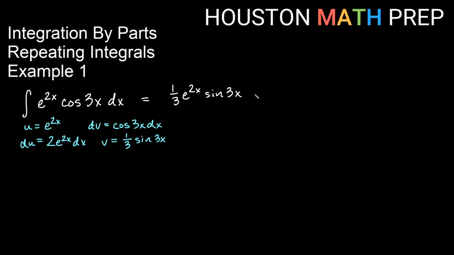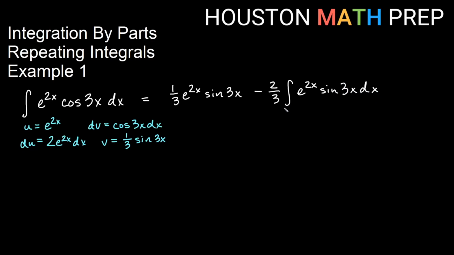minus the integral of v du. Here I have a 1/3 and a 2 in my v du, so that's 2/3. I'm going to write that out front of the integral. You can write it inside if you'd like, but I'm going to put it out front. And then we would have an e to the 2x also, and a sine 3x dx.